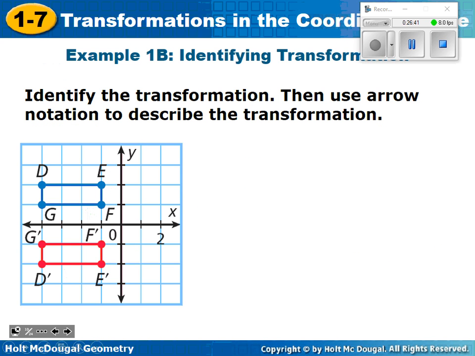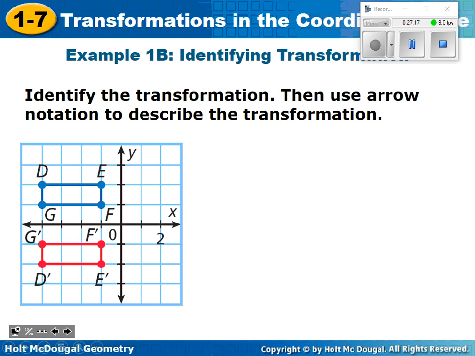Again, which shape is the pre-image? Blue one because it doesn't have primes. So you're asking yourself, how do you get from blue to red? I heard reflection. Does anybody think translation? Okay, got a couple who think translation. Why is it not a translation? The letters won't match up. Be careful. You could slide this blue shape onto this red shape. But what happens is E does not end up landing on top of E prime if you slide it.